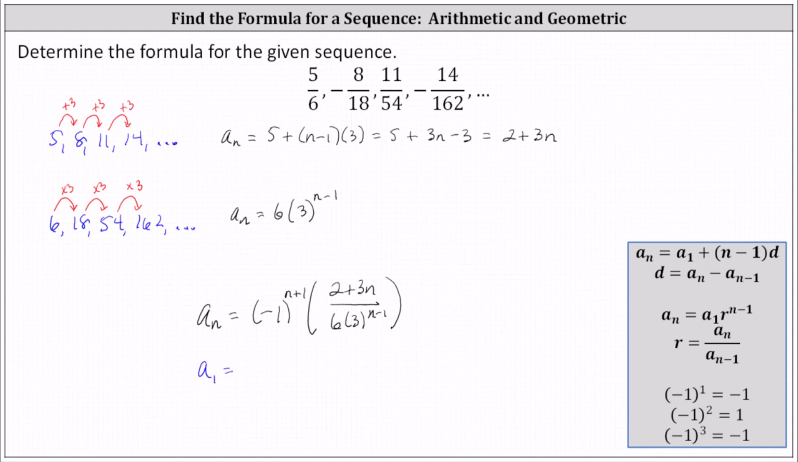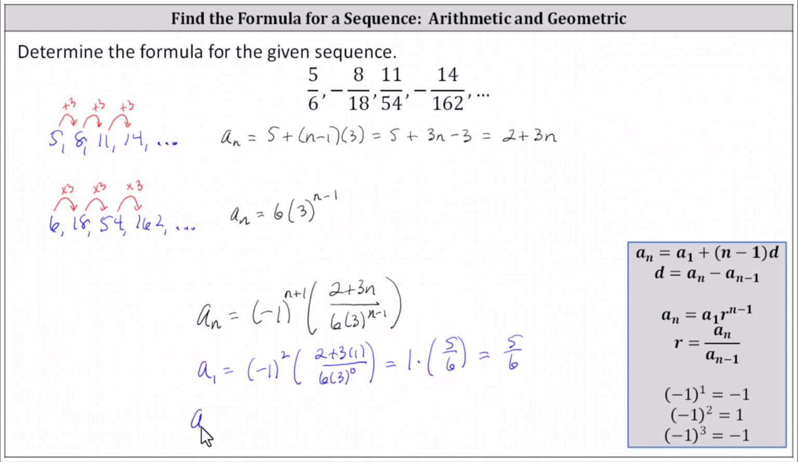A sub 1 equals -1 to the power of 2, or the square of -1, times the quantity 2 plus 3 times 1 divided by the quantity 6 times 3 to the power of 1 minus 1, which gives us 3 to the 0. Simplifying, notice the square of -1 is +1, and then the fraction inside the parentheses is 5/6. Recall 3 to the 0 is 1. And this does give us the correct first term for the given sequence.